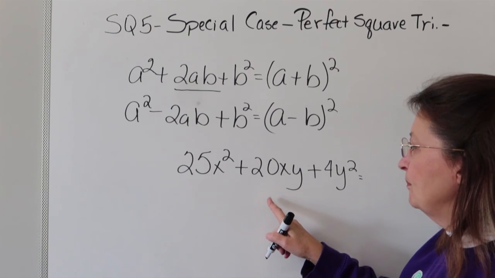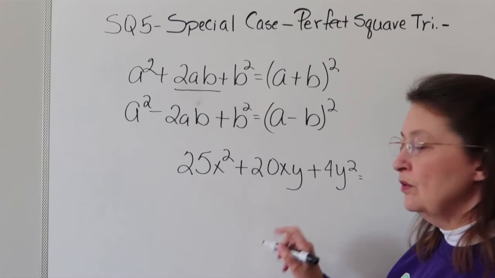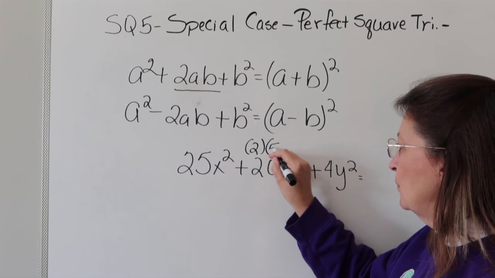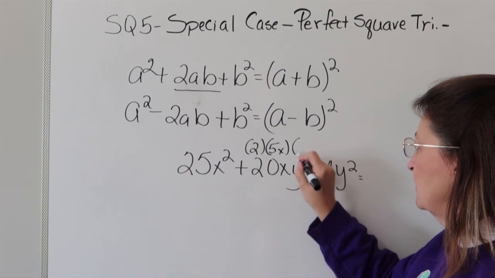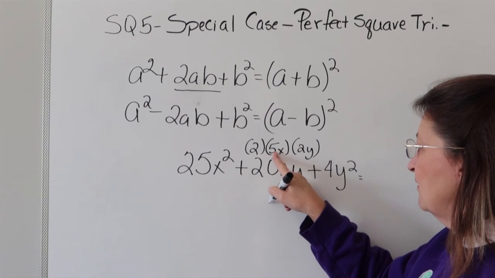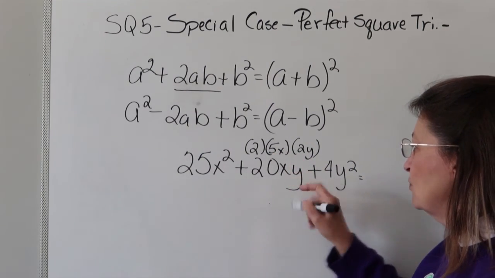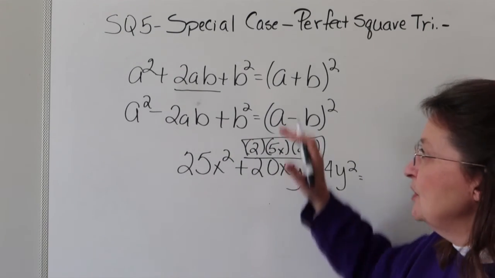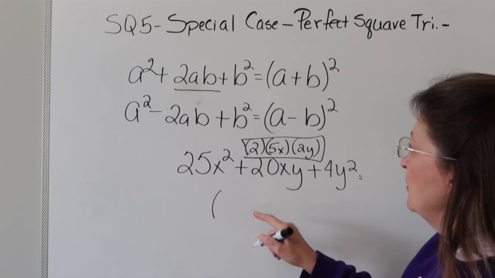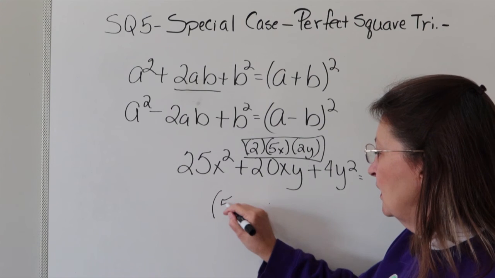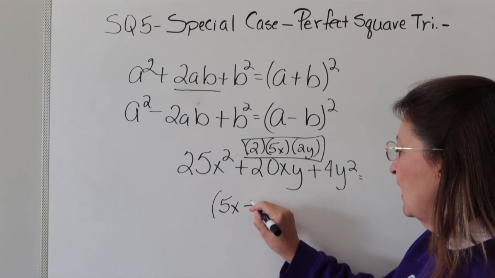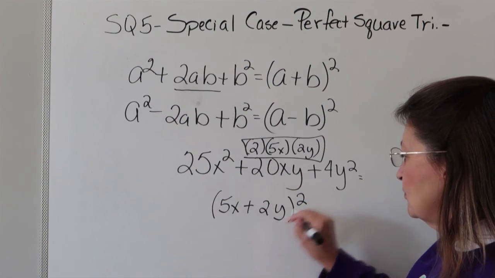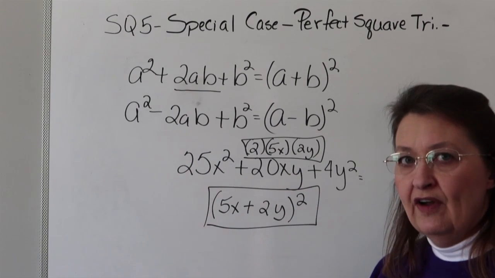Then the middle term. Is this middle term equal to 2 times the square root of this, which is 5x, times the square root of this, which is 2y? 2 times 5 is 10, times 2 is 20xy. So yes, I have a perfect square trinomial here, and to apply the formula, all I have to do is take the square root of the first term, 5x. Since this is a plus sign, I've got plus. Square root of the last term, 2y, all squared. And that's your final answer.